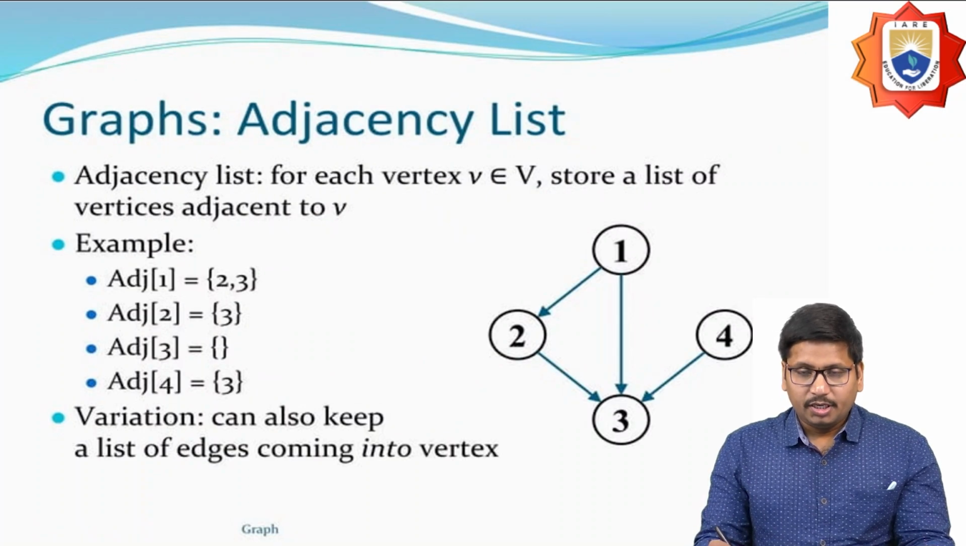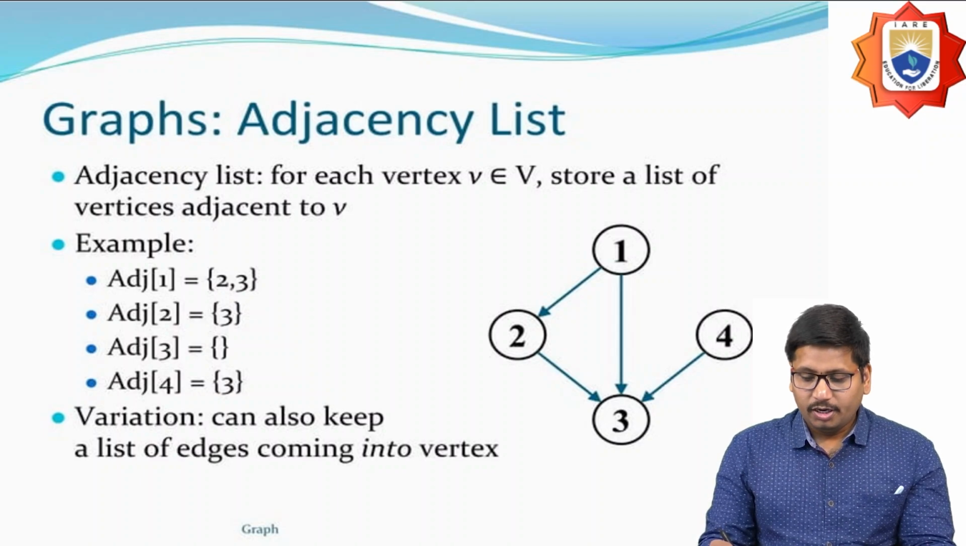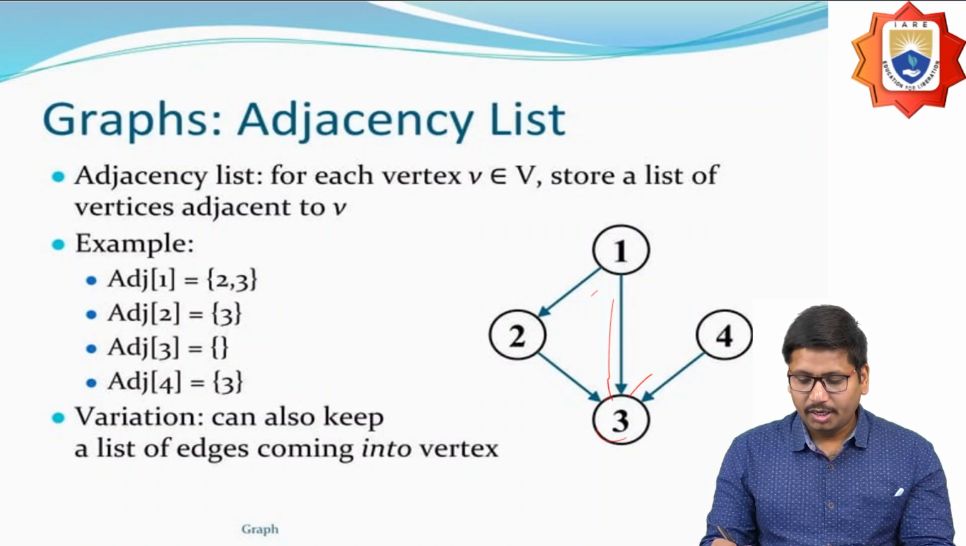Suppose I am going to construct a graph like this. Adjacent of 1 is 2 and then 3, and adjacent of 2 should be 3 only, and adjacent of 3 there is nothing, since there are no outgoing edges, and adjacent of 4 is 3.